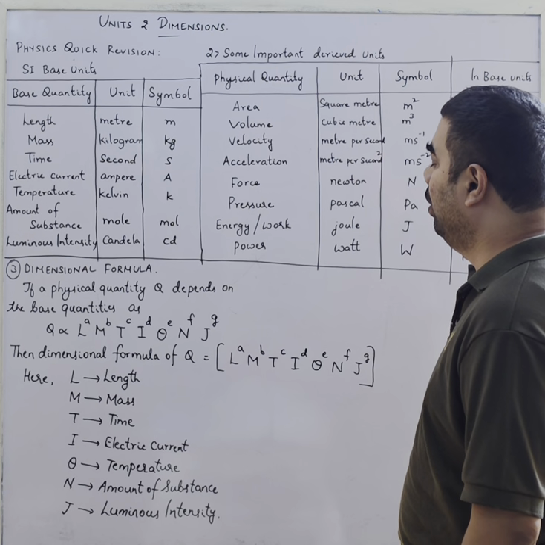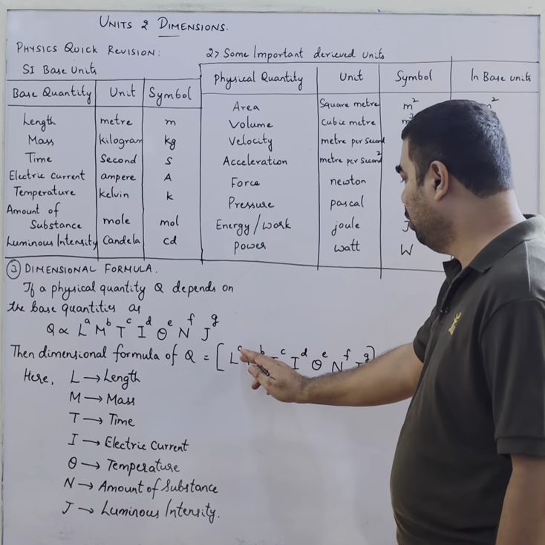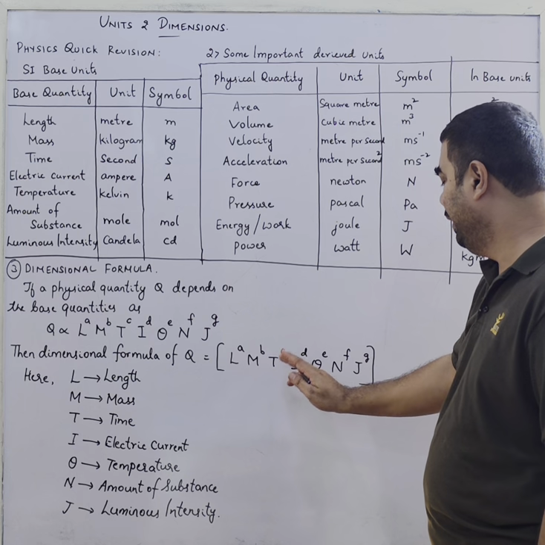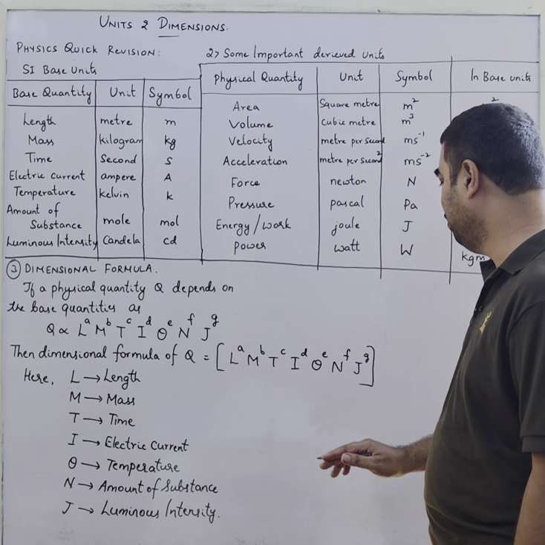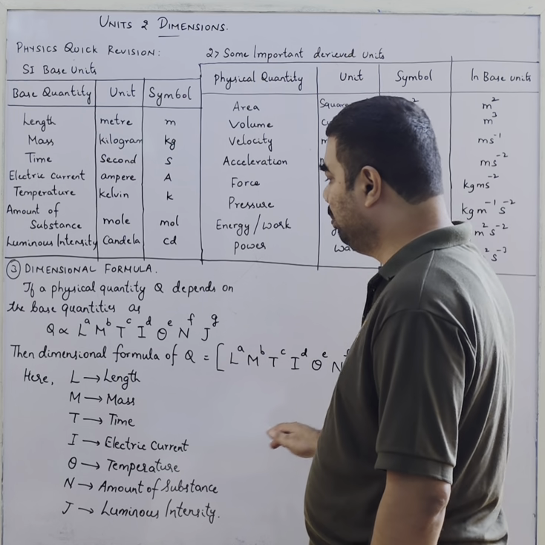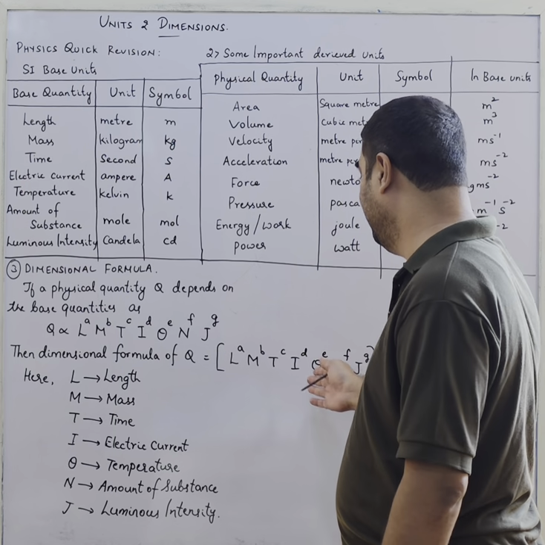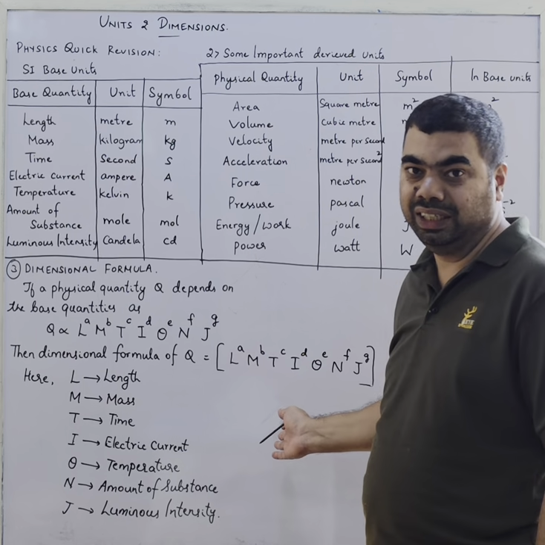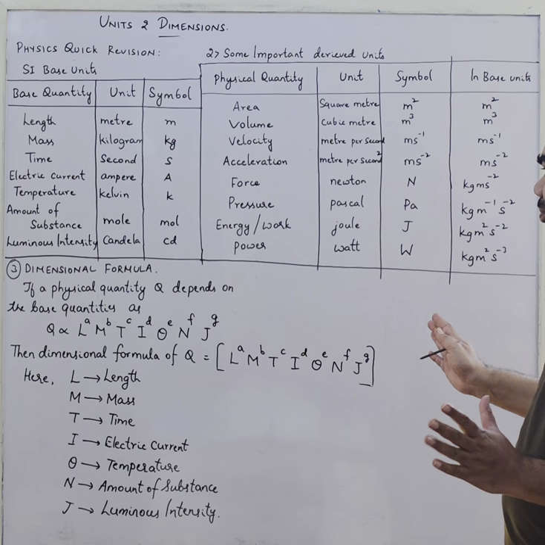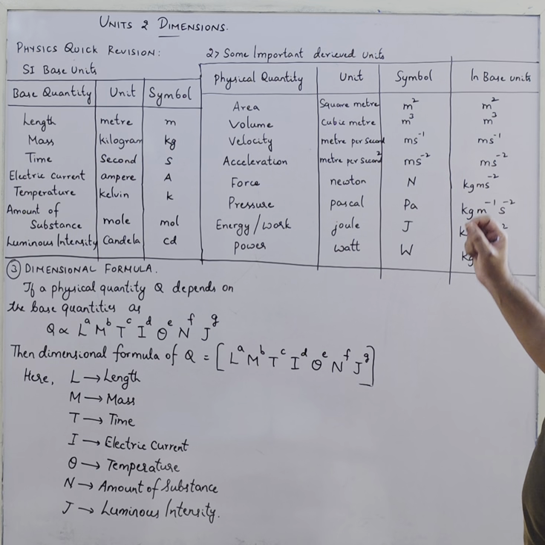Then the dimensional formula becomes L to the power of a. This is a general representation: L to the power of a, M to the power of b, T to the power of c, I to the power of d, theta to the power of e, N to the power of f, and J to the power of g. So this is the general representation of the dimensional formula of any physical quantity and its derivatives in standard SI units. This is a very important chart of representations of basic physical quantities in SI units.